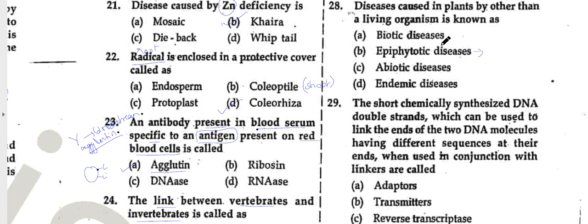Next question is diseases caused in plants by other than a living organism. If it's a living organism, it should be biotic. If it's other than a living organism, it will be abiotic disease. Endemic disease we already discussed, a disease which occurs periodically in a widespread area.